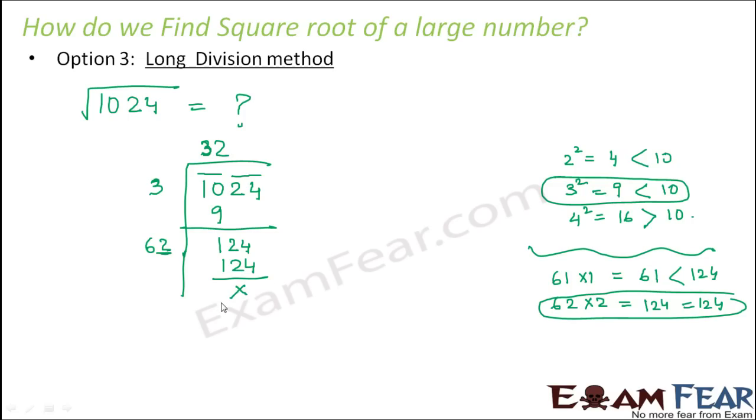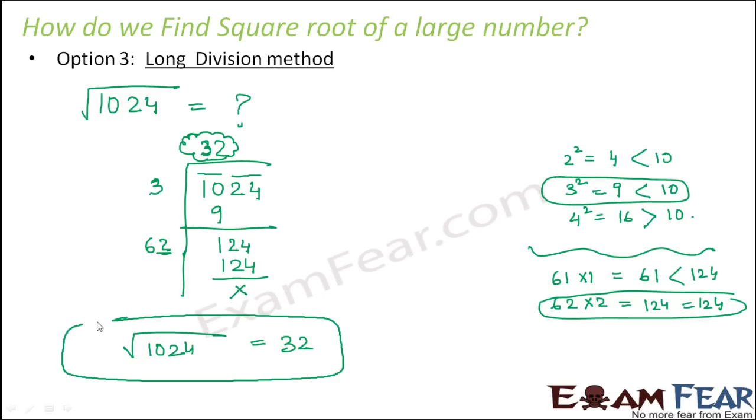So this time your remainder is 0. So now what is your answer? Your answer would be all that you have in the quotient. So that means square root of 1024 is equal to 32. So this is your answer.